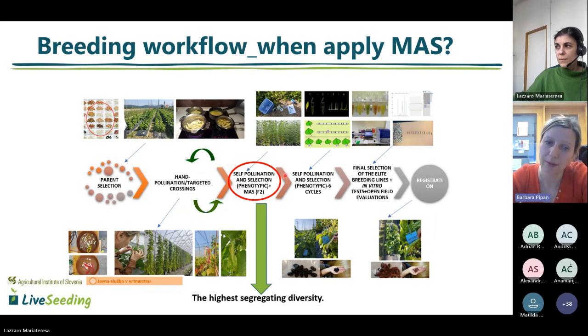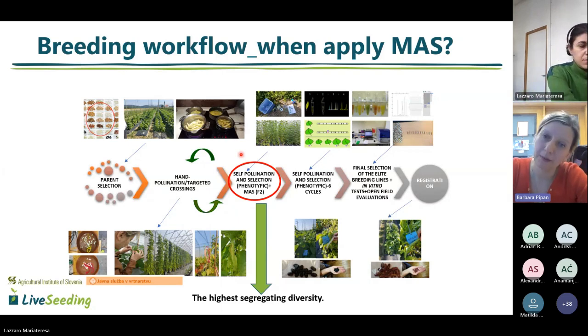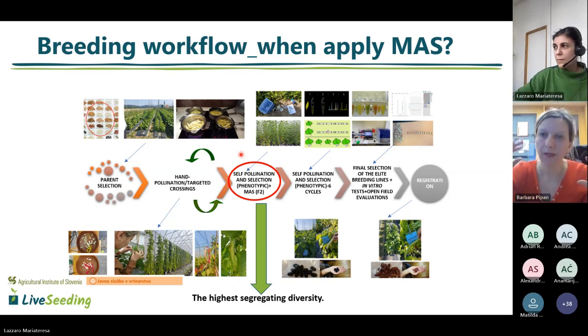It is very important that it is applied where the segregating diversity is the highest. In the F2 or F3 generation there is the highest segregating diversity. And what is also very important, which Teresa also exposed, is that this is not just marker assisted selection by itself. It is complementary to phenotypic selection. So what we see with our eyes in the field, the traits of interest which are expressed on the plant, we see it with our eyes.